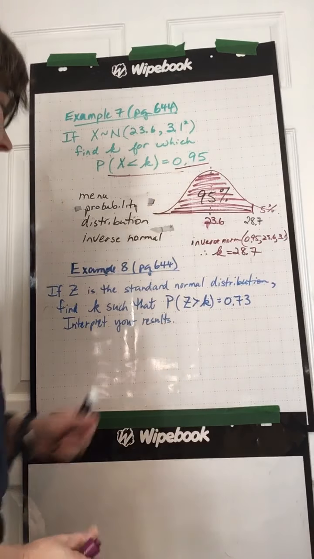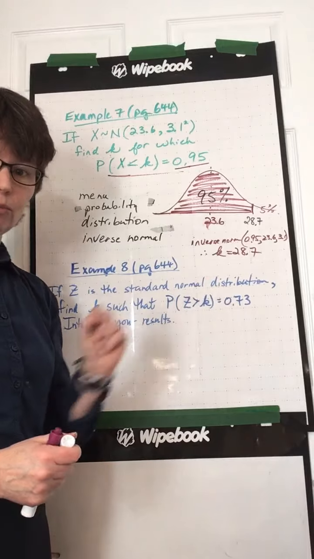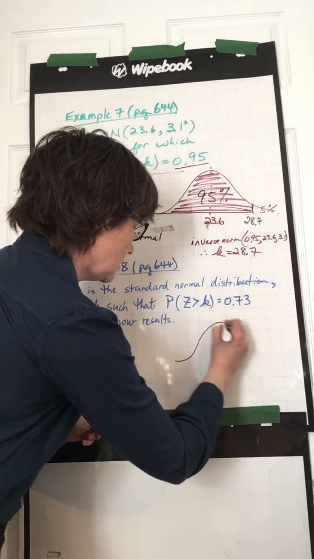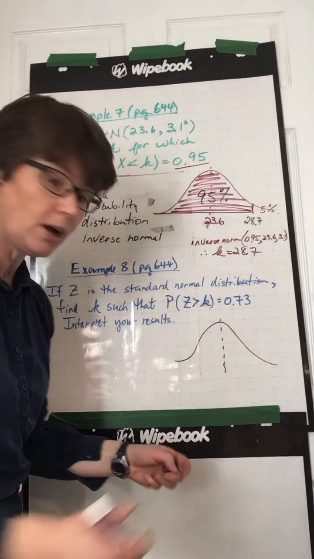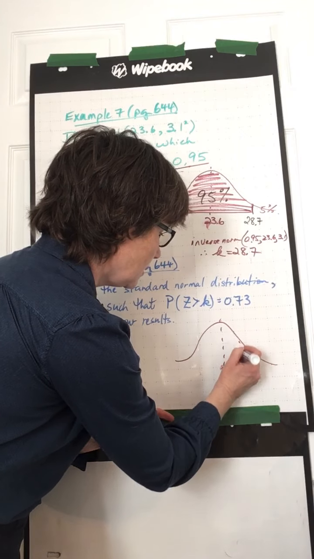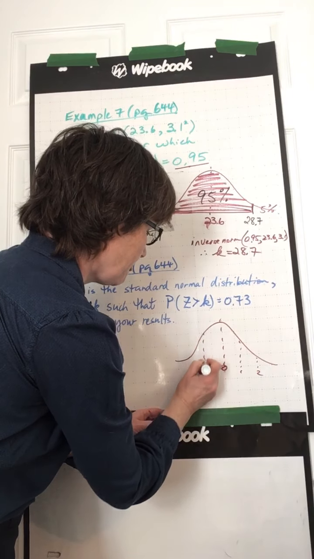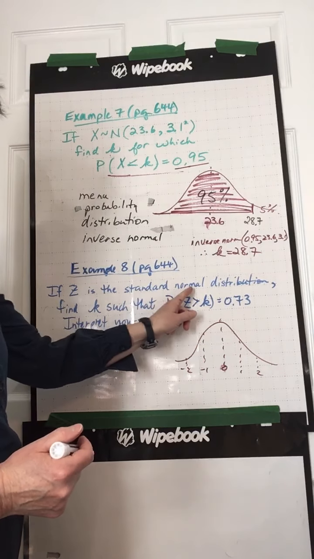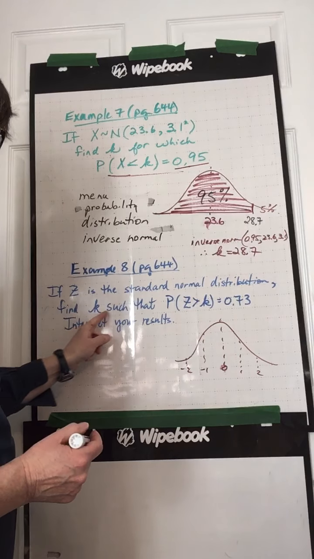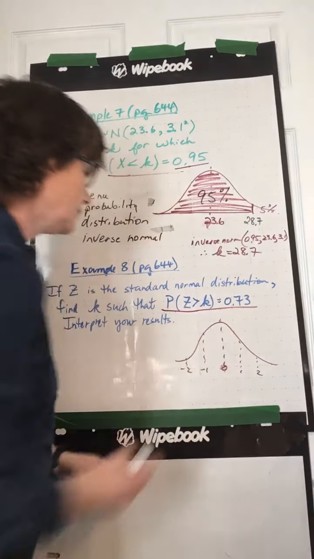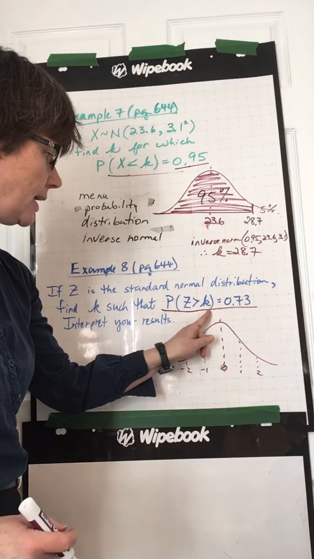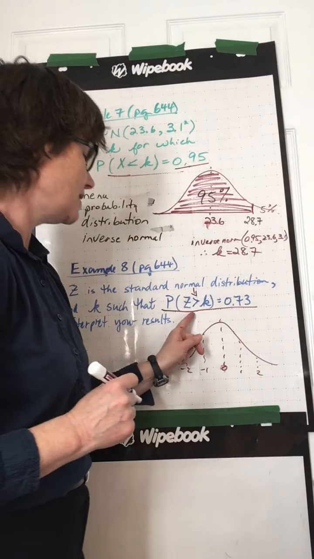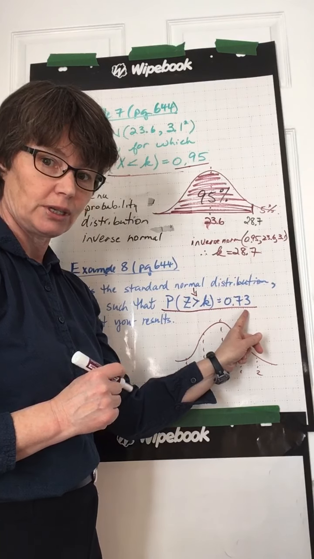Now, example 8. Example 8 is dealing with the standard normal distribution. Still looks exactly the same, doesn't it? Standard normal distribution still looks the same, except we know all the values here. We know this is 0, and we know 1, 2, -1, -2, and so on. All right. If z is a standard normal distribution, find k such that the probability that z is greater than k, okay, that's going to be a problem for us because our calculator can only do less thans. So z is greater than k equals 73%, 0.73.